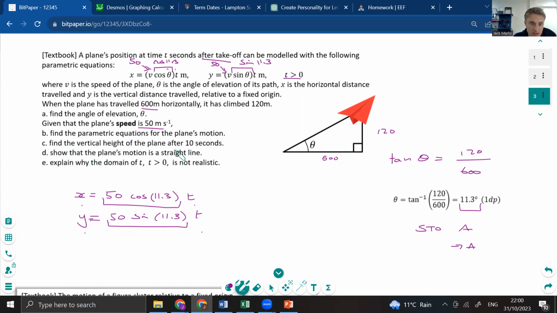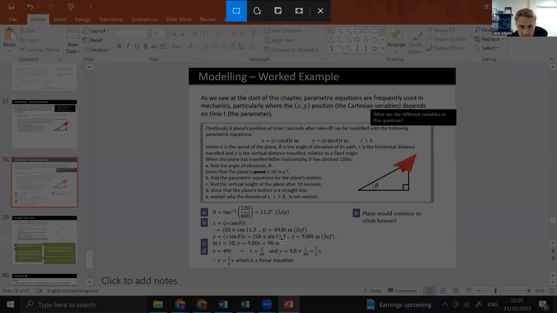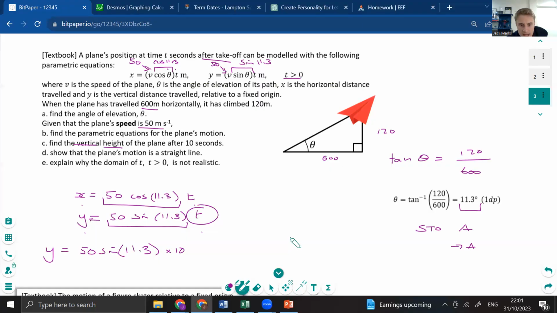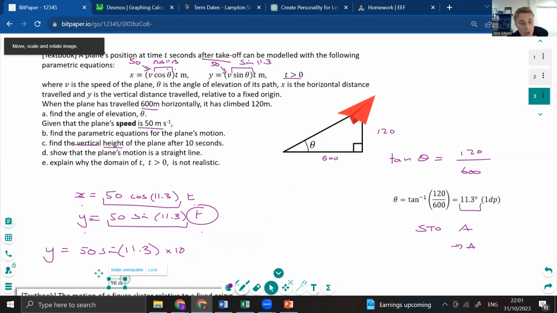So find the vertical height. Vertical height, this is about y then, isn't it? After 10 seconds. So you're just going to put the t part as 10. So it's 50 sine 11.3. And then you're going to multiply your answer by 10. And again, I'm going to pinch the answer for that one there. So if you do that, you should end up getting 98 meters, hopefully. Okay.